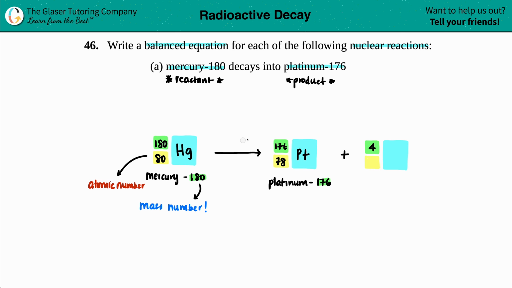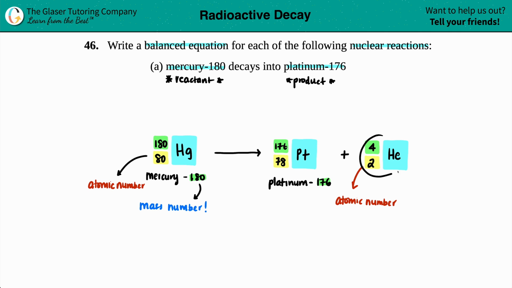And then we do the same thing on the bottom. 80 equals 78 plus what? Well, 78 plus 2. So I'll put a 2 over here. And now, a 4 and a 2. I have an atomic number of 2, and I have a mass number, which means that this has to be some type of element. So I go on my periodic table and I say, whose atomic number is 2? And the only one that has an atomic number of 2 is helium.